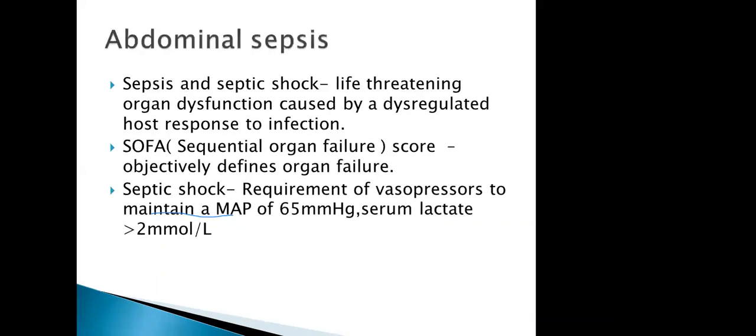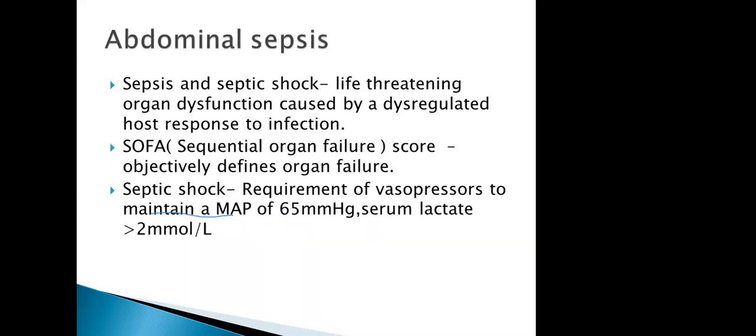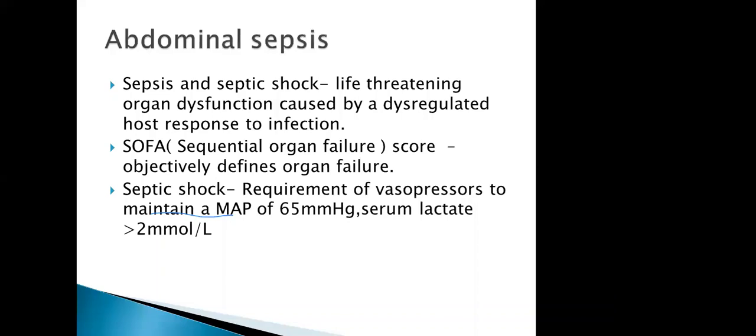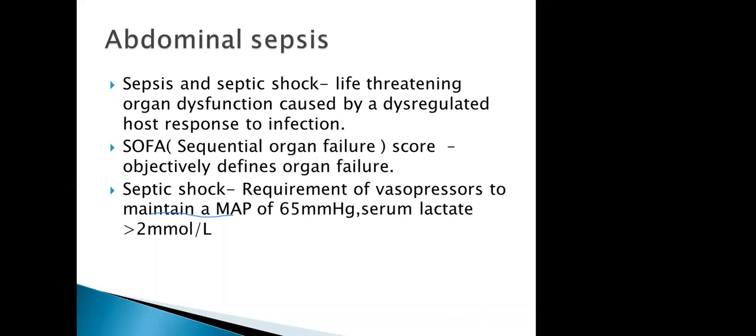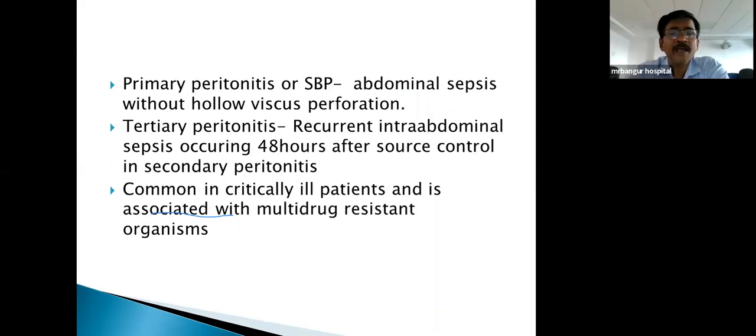Apart from this, there are other causes of abdominal sepsis, which can be either a perforative peritonitis or primary peritonitis. Abdominal sepsis can cause septic shock, which is life-threatening, leading to organ dysfunction and dysregulated host tissue response to infection. And this abdominal sepsis can have organ failure, which can be assessed by SOFA scoring. Septic shock is a situation when you require vasopressors to maintain a mean arterial pressure of 65 mmHg and serum lactate of more than 2 millimole per liter.